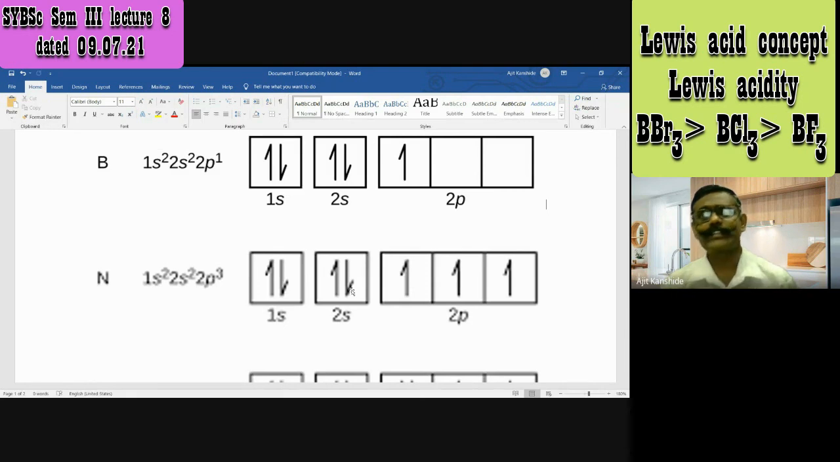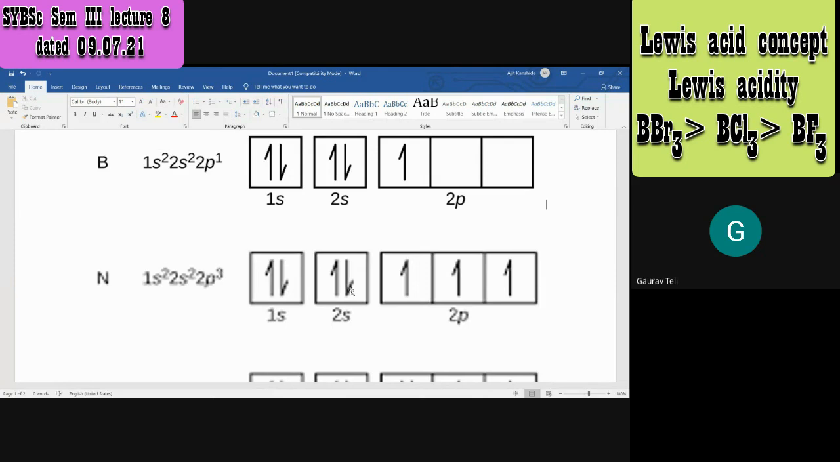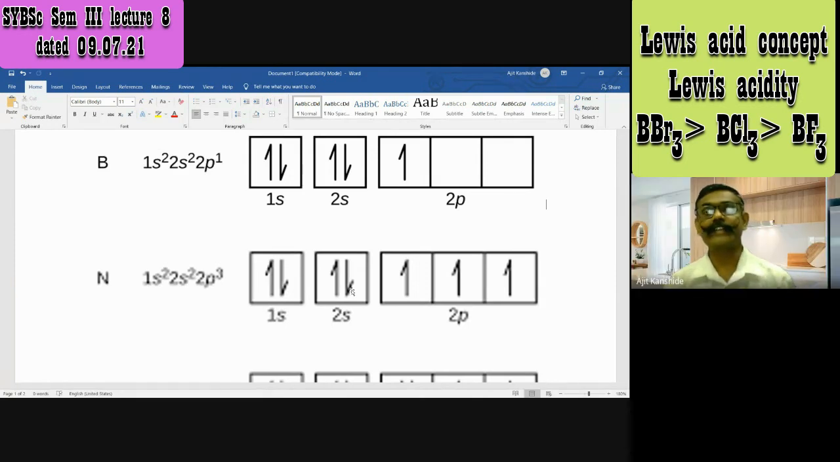And as Gaurav said, if an empty orbital remains available, then that compound can be a Lewis acid. Yes, Lewis acid. So BF3, BH3, BCl3, BBr3 can be Lewis acids because boron, the central atom in those compounds, has one vacant orbital, and that vacant orbital, say, is the 2pz orbital. Is this concept clear to you now?